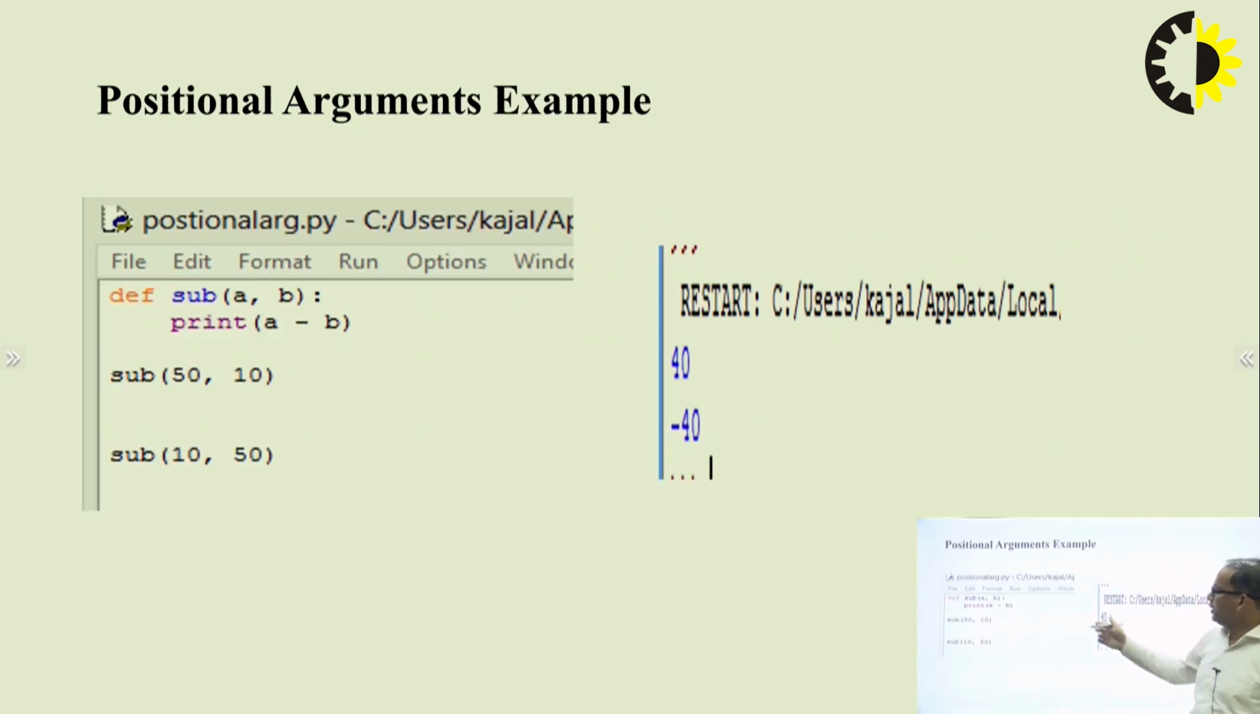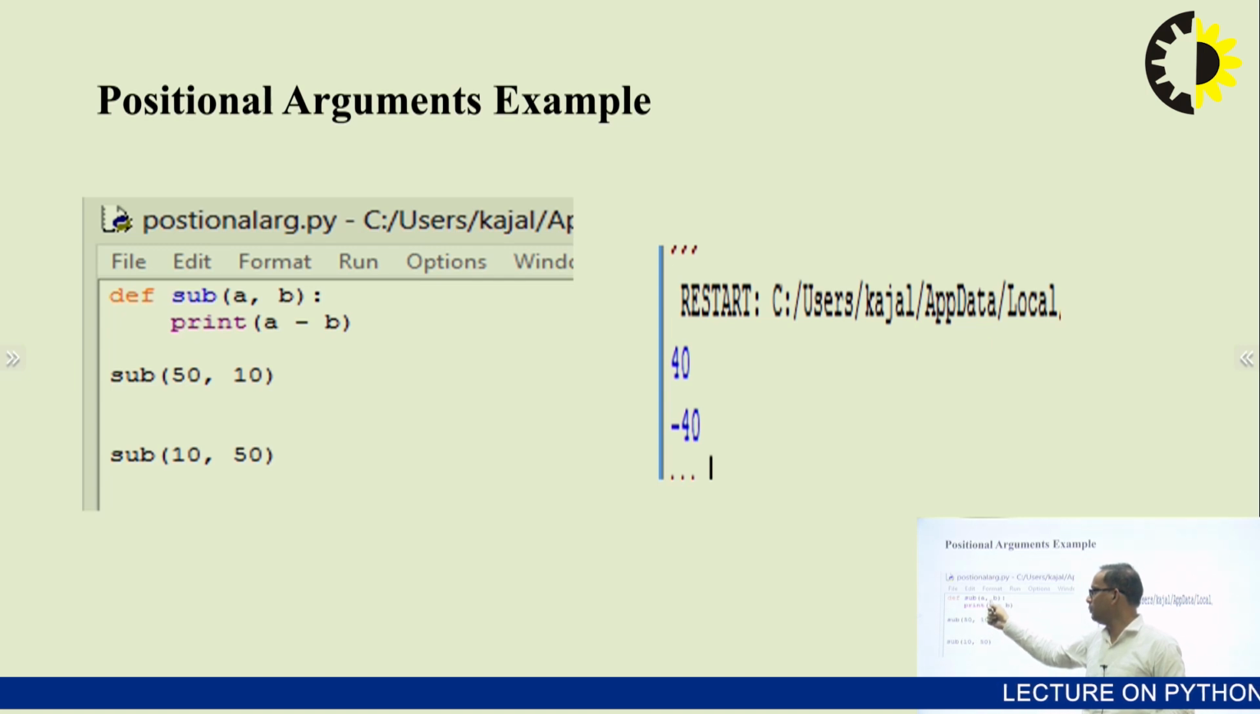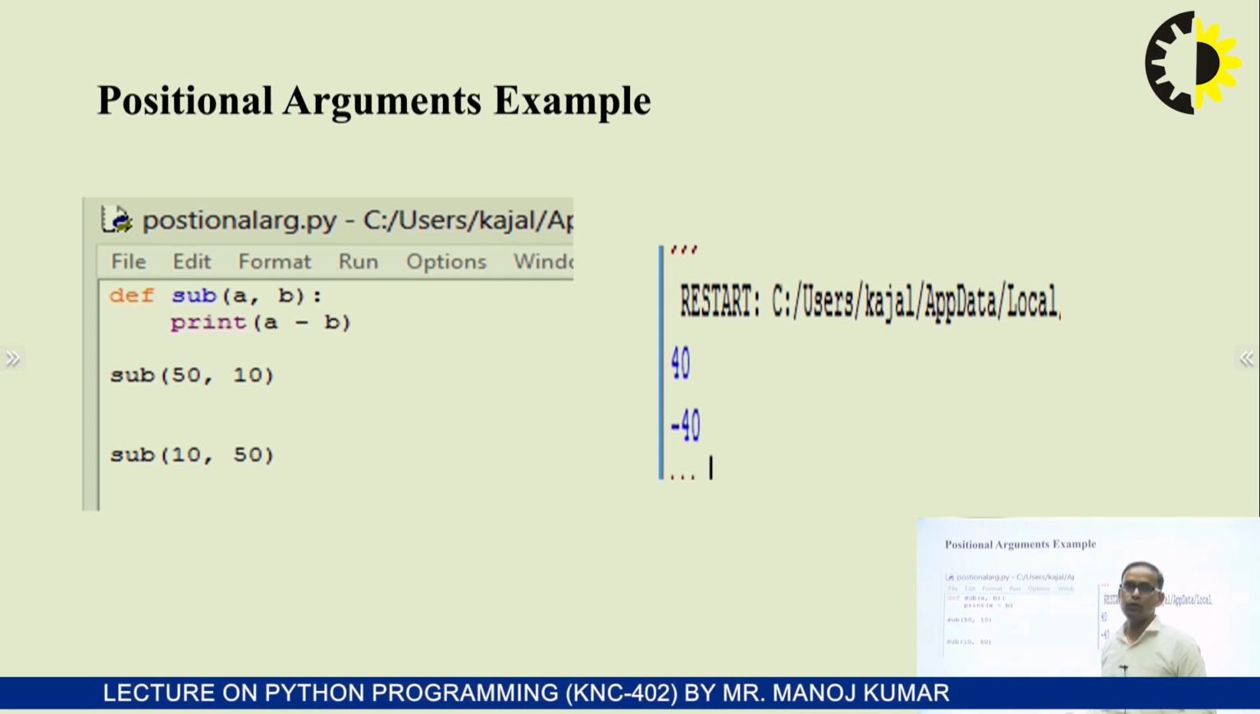Let's see an example. Here this is a function sub, and this function accepts two parameters a and b, and here I am printing a minus b. This is the statement written inside the function. So this is the function calling statement. The value of a will be considered as 50 and the value of b will be 10. In whichever order the arguments are passed, in the same order the values will be mapped. So a is 50 and b is 10. When this statement executes, 50 minus 10, 40, will be the output.